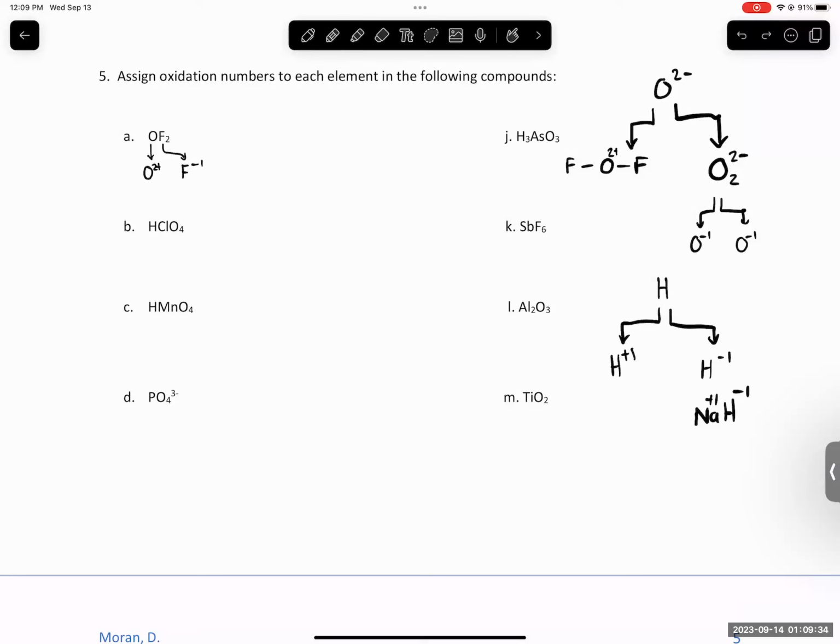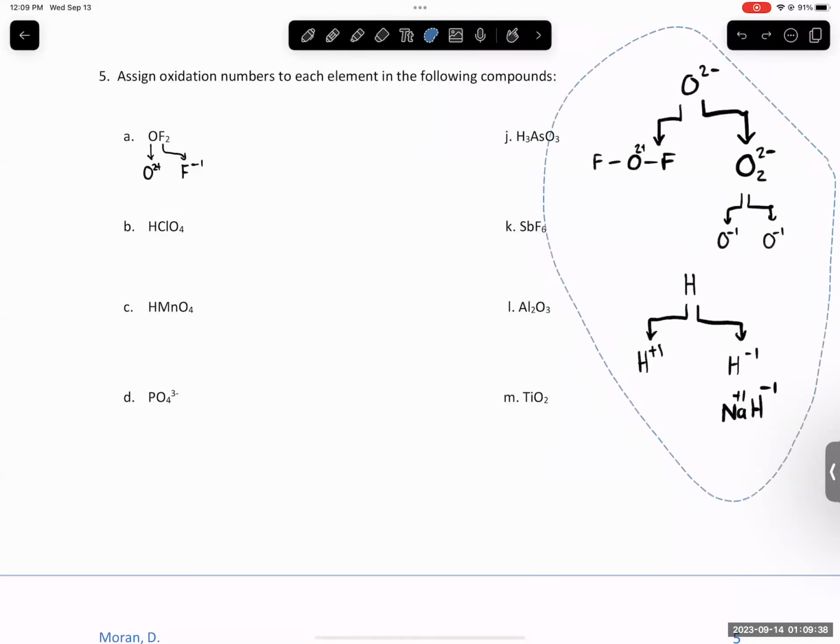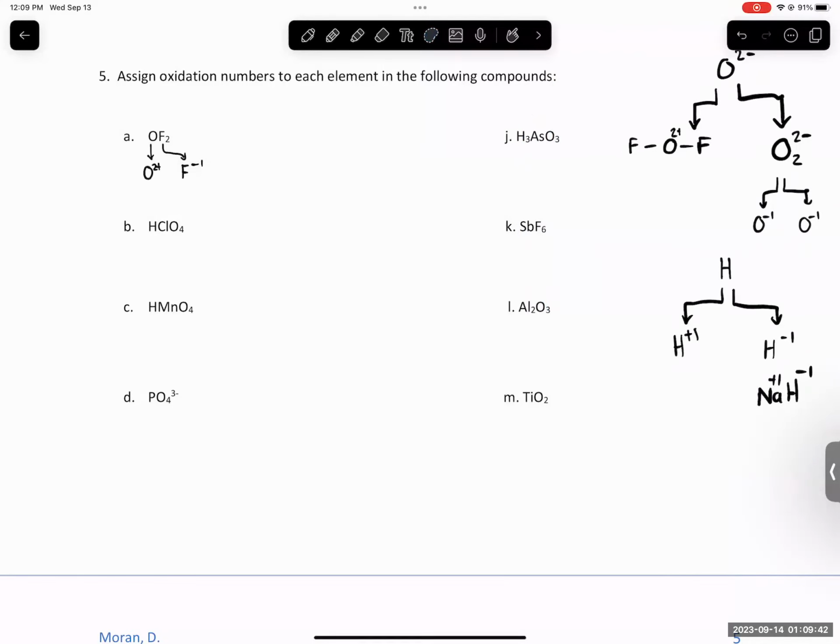So what about B? Yeah, so hydrogen's +1. Chlorine's +7, but how do you know that? Because we have 4 oxygens, each of them with a -2 charge. So we see that we have a total of -8 charges so far, right? -8 from the oxygens.